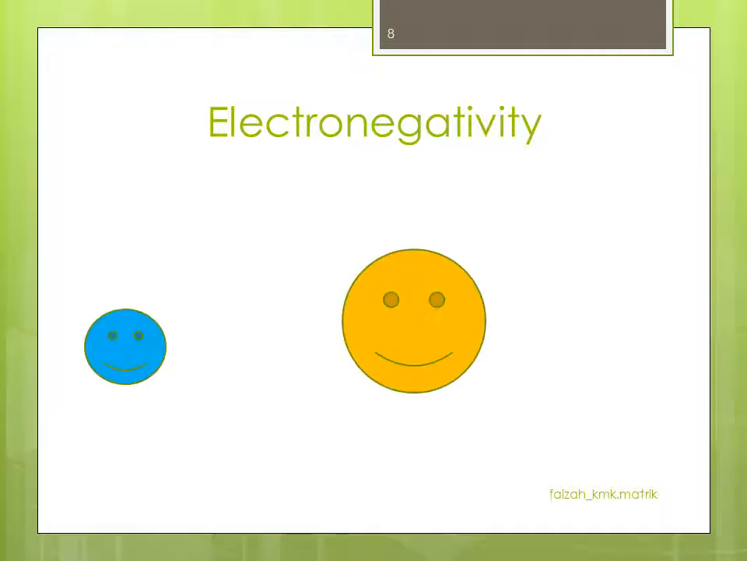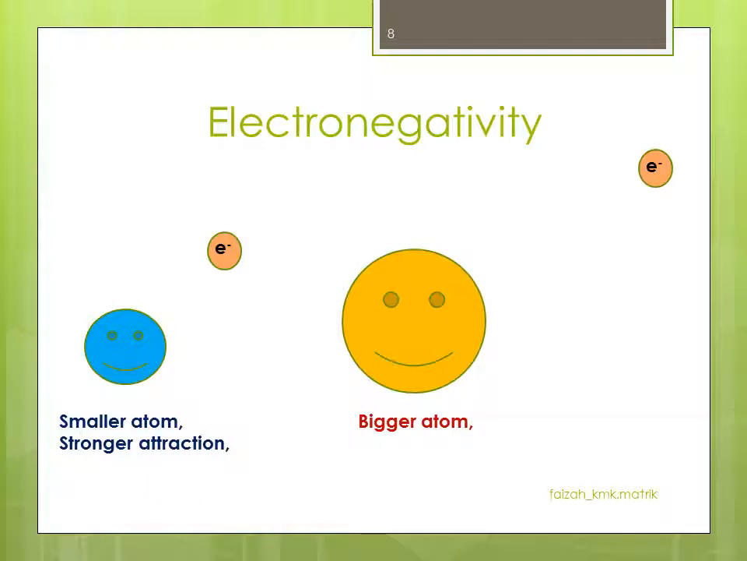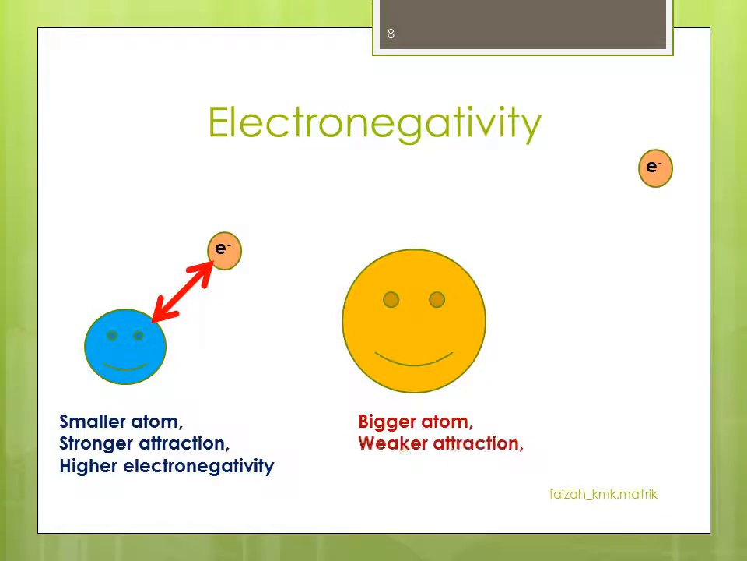Next is relationship between electronegativity and the size of atom. Smaller atom versus bigger atom. Smaller atom has stronger attraction between nucleus and outer electron. That's why small atom has higher tendency to attract electron to itself. Thus, it has higher electronegativity. Meanwhile, bigger atom has weaker attraction between nucleus and outer electron. Thus, it has lower tendency to attract electron to itself. So, it has lower electronegativity.